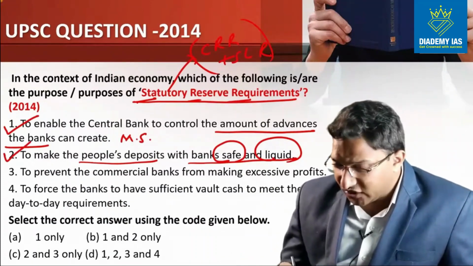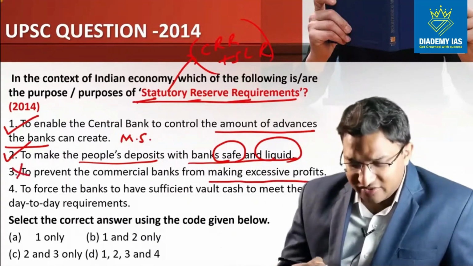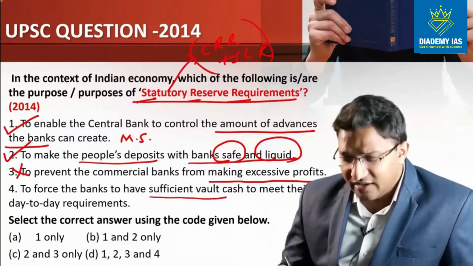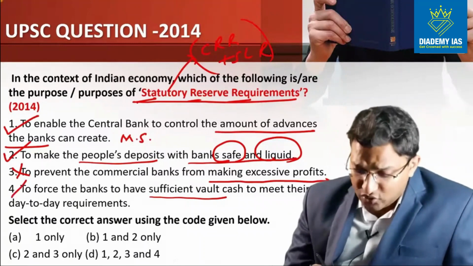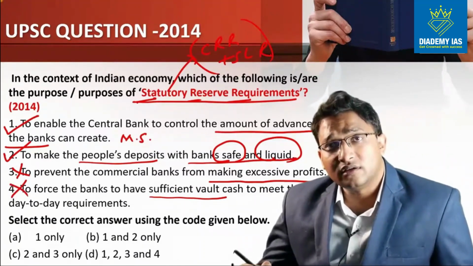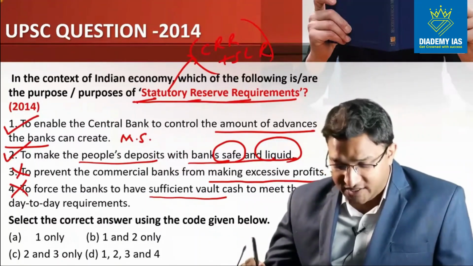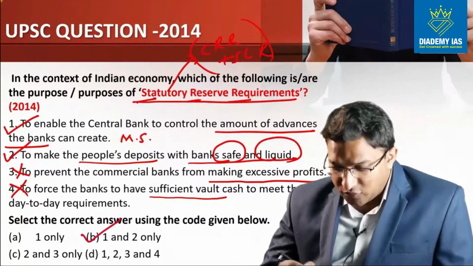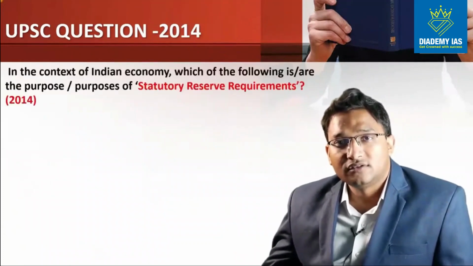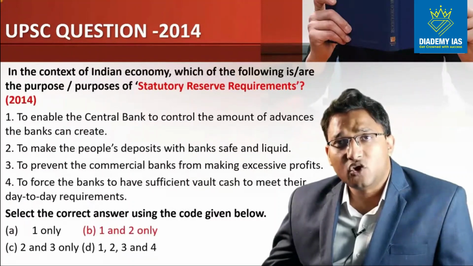To prevent the commercial banks from making excessive profits, this is not a goal, right? So this was never a goal. To force the banks to have sufficient vault cash to meet their day-to-day requirements. This is also not the goal, because in case of SLR, the banks can also invest into the government securities. So the purpose is not to have sufficient vault cash. The answer is option B, statement 1 and 2 only. Now, in this case, the answer will be B, option.